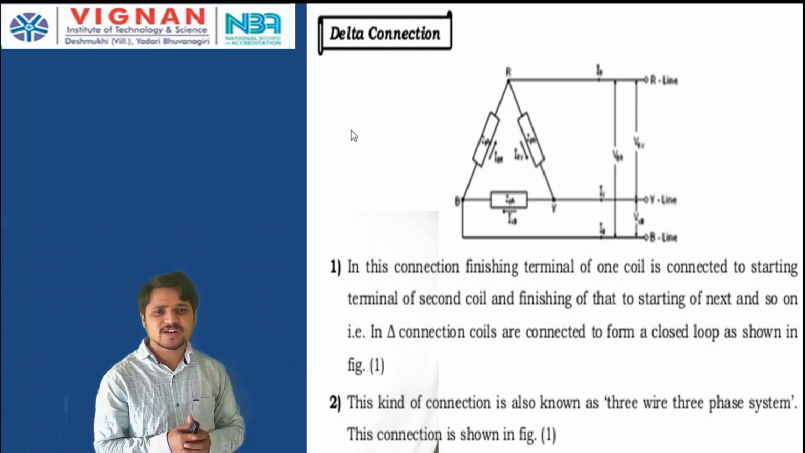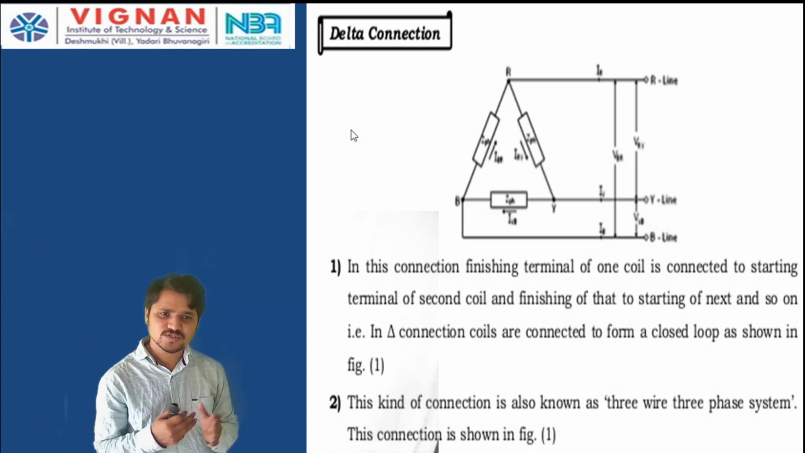So this is a simple introduction about the three-phase system. Okay, so what is the importance of the three-phase system? What are the advantages? What are balanced loads? What are unbalanced loads? What is a balanced system and an unbalanced system? And what are the different connections available in the three-phase system, star connection and delta connection.